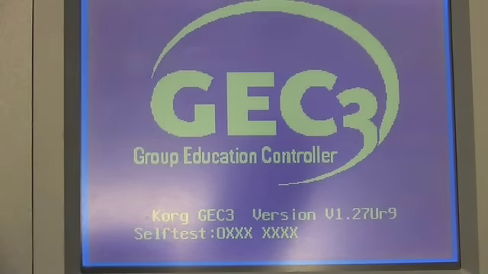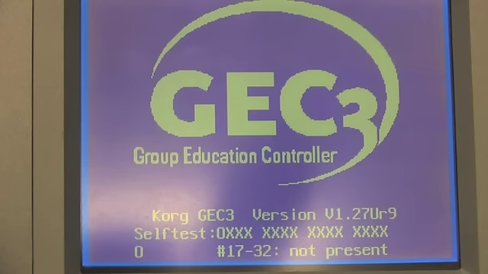Upon startup, you'll notice that the GEC3 goes through a self-test cycle. During this cycle, the GEC tests all connections between it and each individual SI unit located at each student station. A 0 means that the connection between the GEC and the SI unit is a good one, while an X indicates that there is a problem.